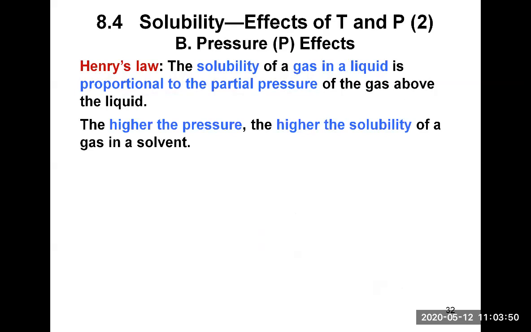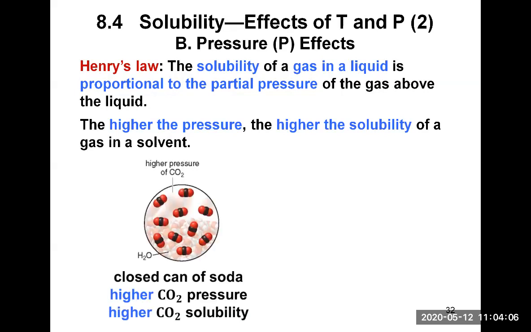You can visualize this as pushing gas inside the liquid if you have more gas pressure above the liquid, and solubility increases. Let's look at an example to illustrate that. This is showing you a molecular level of water and carbon dioxide. The dark molecules here are CO2, one carbon surrounded by two oxygens, which is a gas at room temperature.